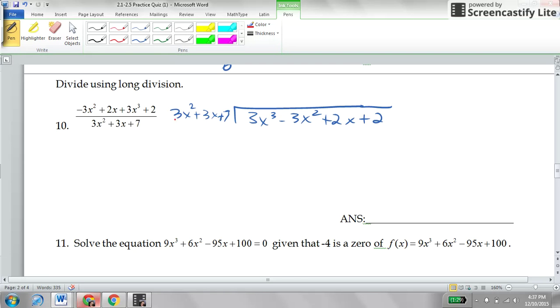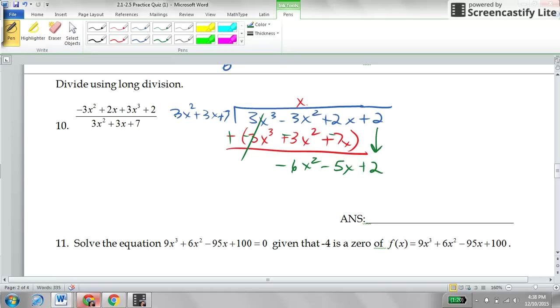So to get from 3x squared to 3x cubed, I'm going to have to multiply by x. So I'm going to have to subtract x times all of those things. So 3x cubed plus 3x squared plus 7x. Distribute the negative sign. So these cancel. This becomes negative 6x squared. This becomes negative 5x, and I bring down the 2.